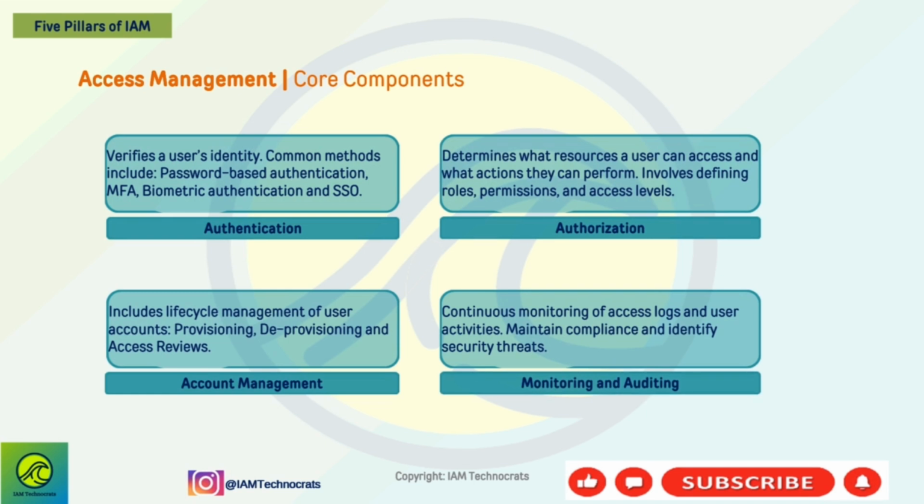Here are the core components of access management. First, authentication. Authentication verifies a user's identity. Common methods include password-based authentication. It is traditional but vulnerable to breaches. Multi-factor authentication or MFA. It combines two or more verification factors like passwords, biometrics, or OTPs.